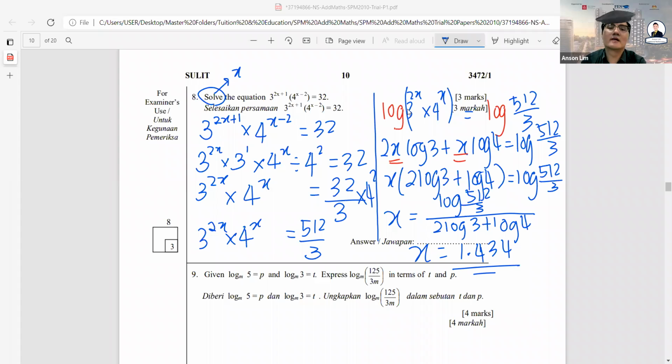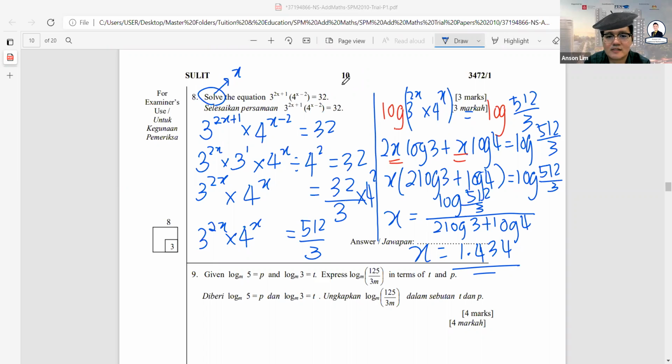Some of you add log straight away on the left hand side and right hand side. In the beginning of the first step, you also can. You have to rearrange and make S as the subject, correct? Any question so far? You have to know how to solve and how to identify this.